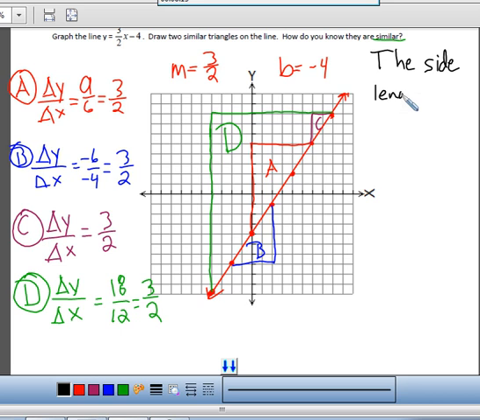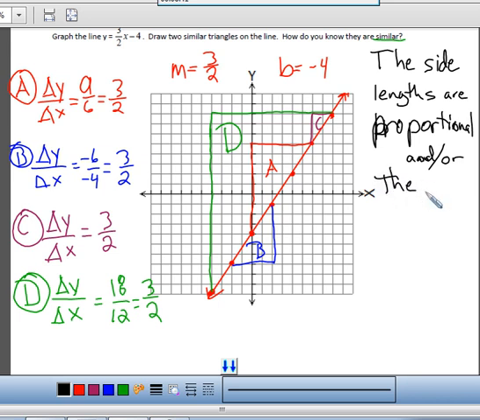That will always be true. Oops, it's supposed to be proportion. But something else that you can say, and/or, now we can also say if their slopes are the same, they are similar. And/or the slopes are the same.